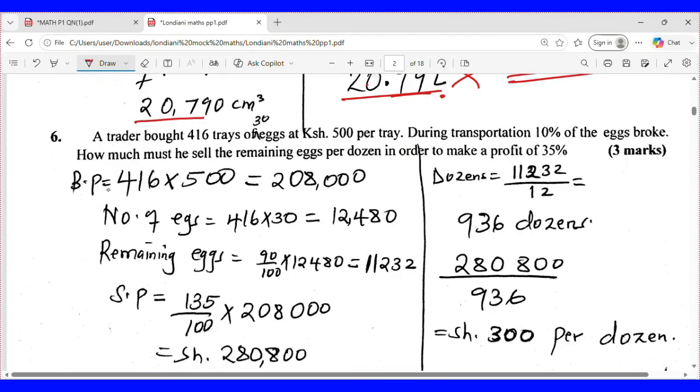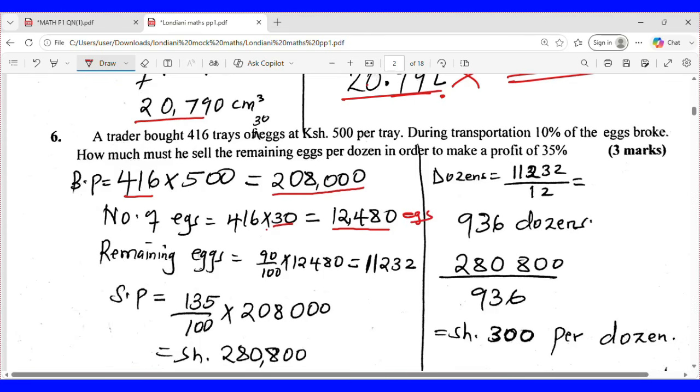So let's get the buying price. If we bought these trays, and 1 tray is 500, then he must have spent this amount of money. That is the buying price. The number of eggs that he bought is 400 trays, and 1 tray is 30 eggs. Therefore, he bought these eggs, right?